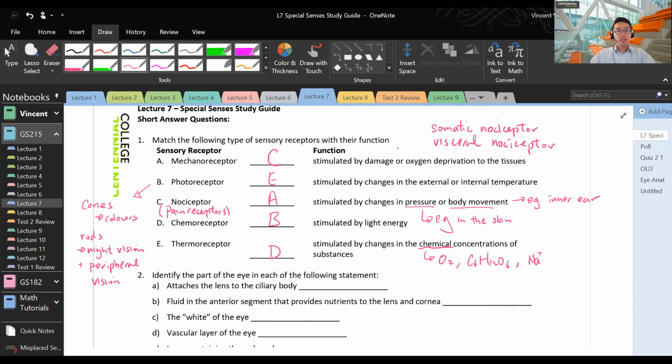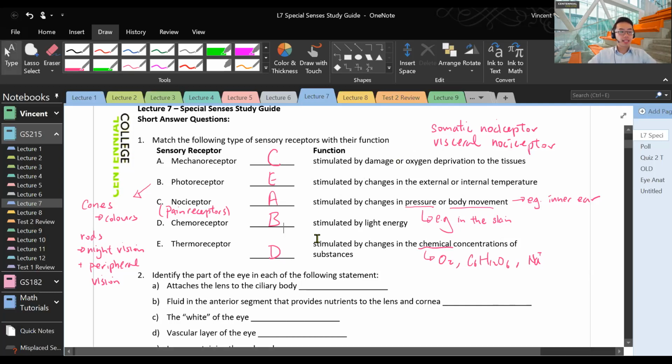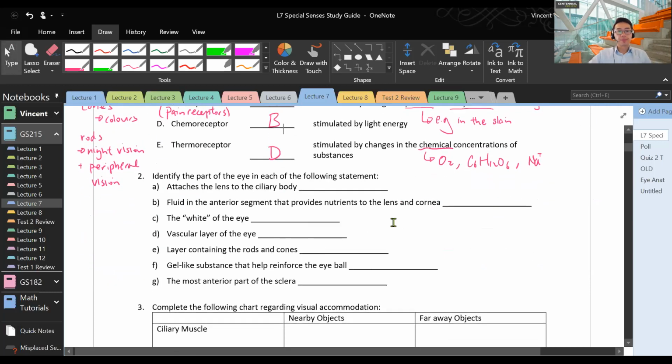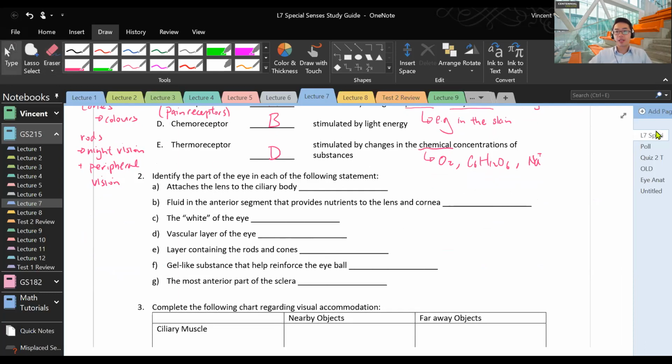Okay, moving on, we're going to have to identify the different parts of the eyes here. Okay, so first we have attaches the lens to the ciliary body.